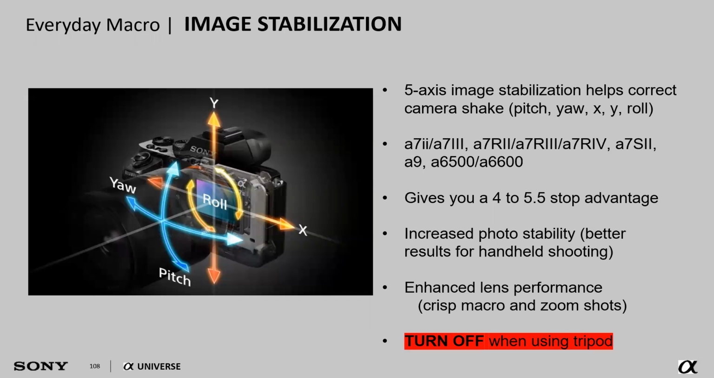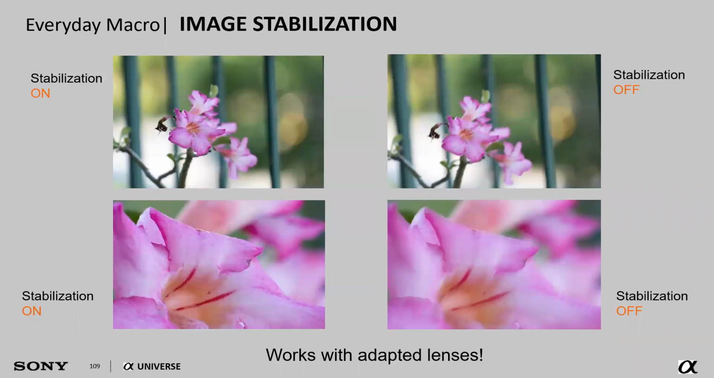The other nice thing with most of the Sony cameras is they have in-body stabilization as well, which will correct for pitch, yaw, and roll, as well as X and Y. If we're pairing that with a stabilized lens, the lens will provide the X and Y, and the sensor will do the pitch, yaw, and roll. This is one of those things, though, that I will turn off if I'm doing a longer exposure on a tripod. Just a quick example with stabilization on versus stabilization off.